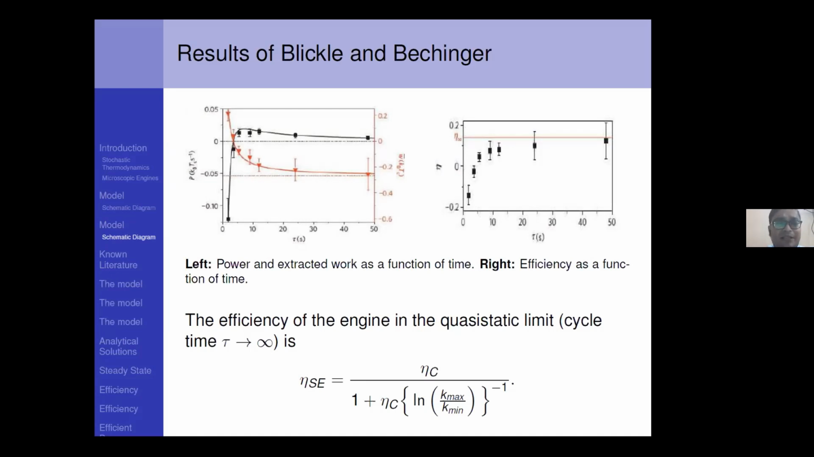It has been realized experimentally. In fact, these are the results of experiments of Blickle and Bechinger. And how we vary the temperature: there is a laser which we impinge on the particle, and if I change the intensity of that laser, we can vary the temperature. It has no connection with the other; there is a separate laser that creates this potential, but these two don't have any connection.